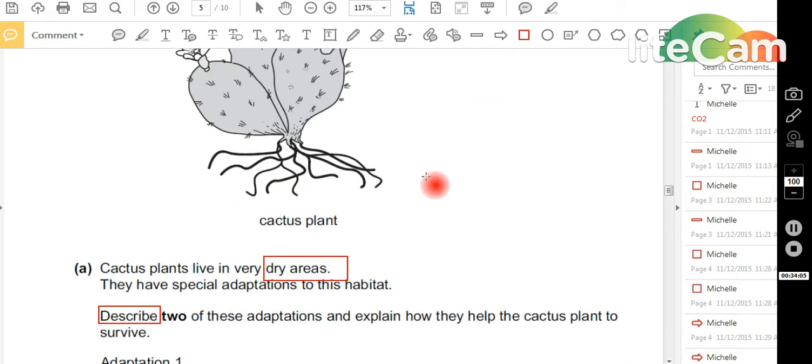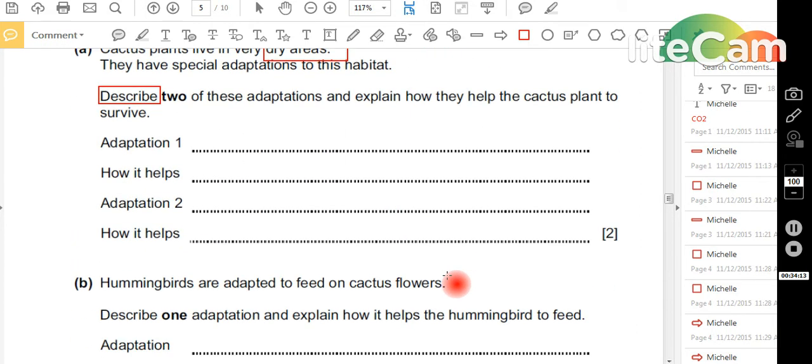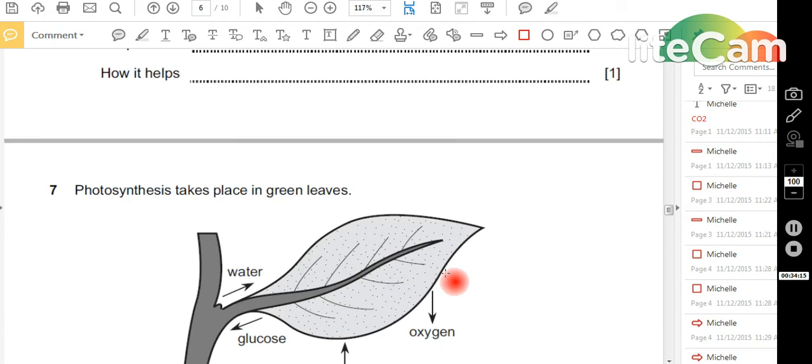Okay, so there's two adaptations with regards to the hummingbird. The first and the most important one is the beak, and the second one is being able to hover. But it doesn't matter, you could have mentioned anyone.